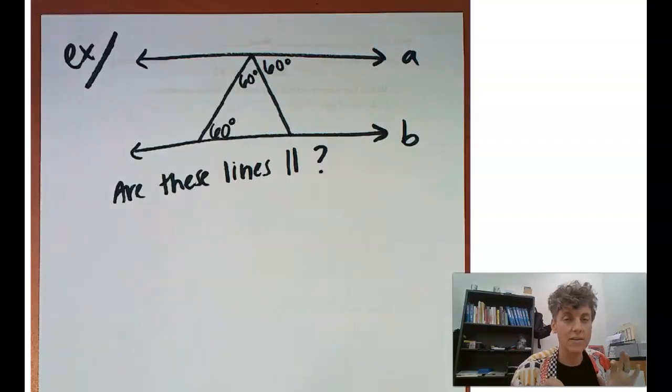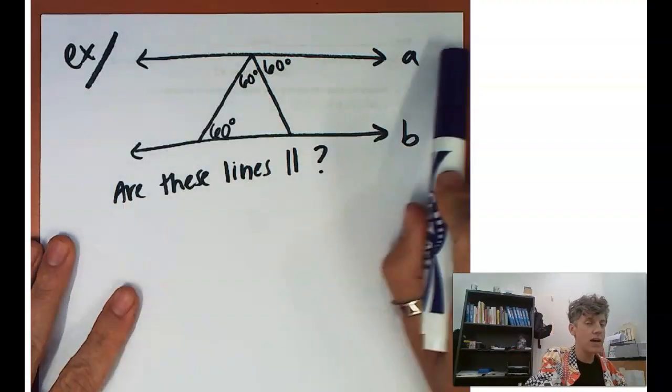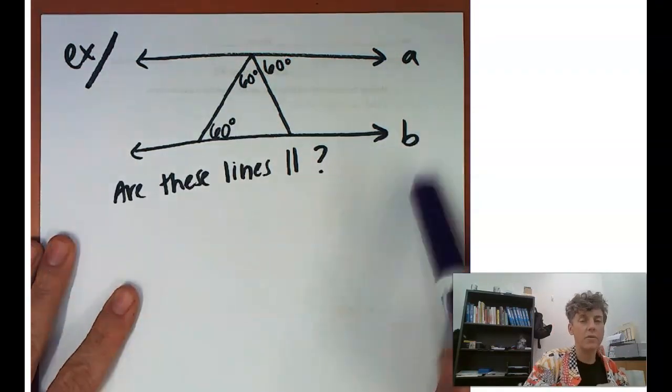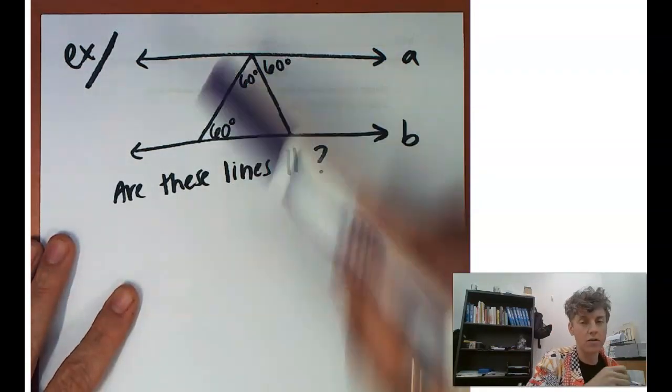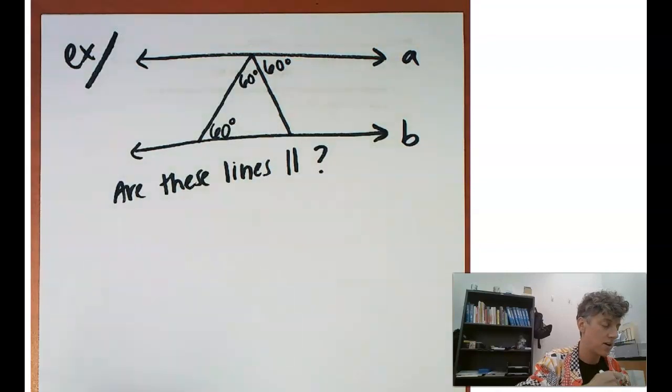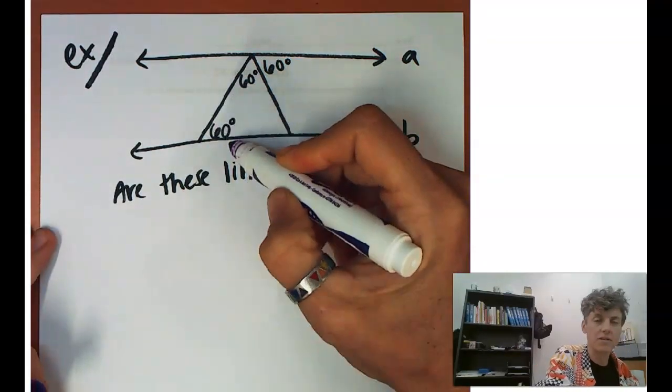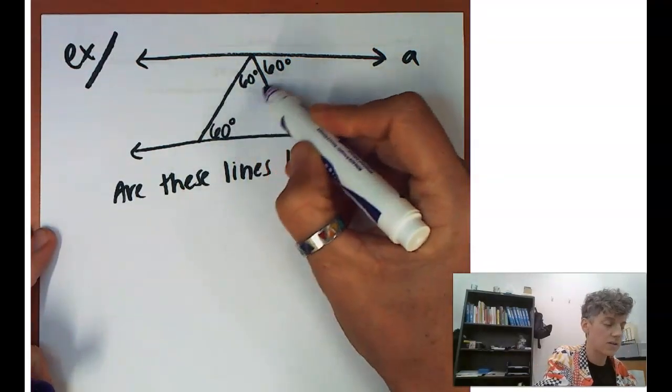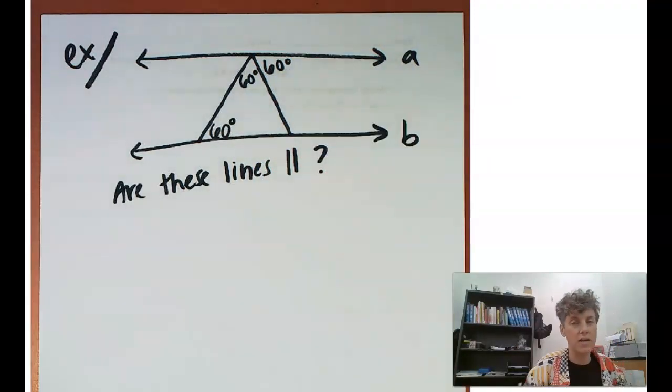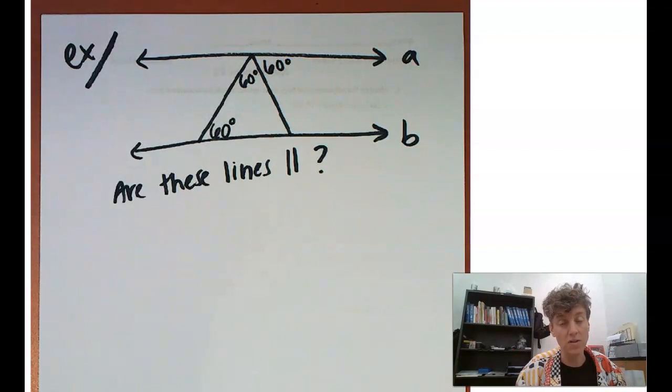All right, last example. We've got 2 lines, A and B, and then a triangle in between them. And we've got an angle in the triangle here that's 60 degrees, an angle here that's 60 degrees, another angle that's 60 degrees, and I'm saying, are these lines parallel? And we're saying, what? This doesn't look like what we just did. And I'm saying, sneakily, it does.